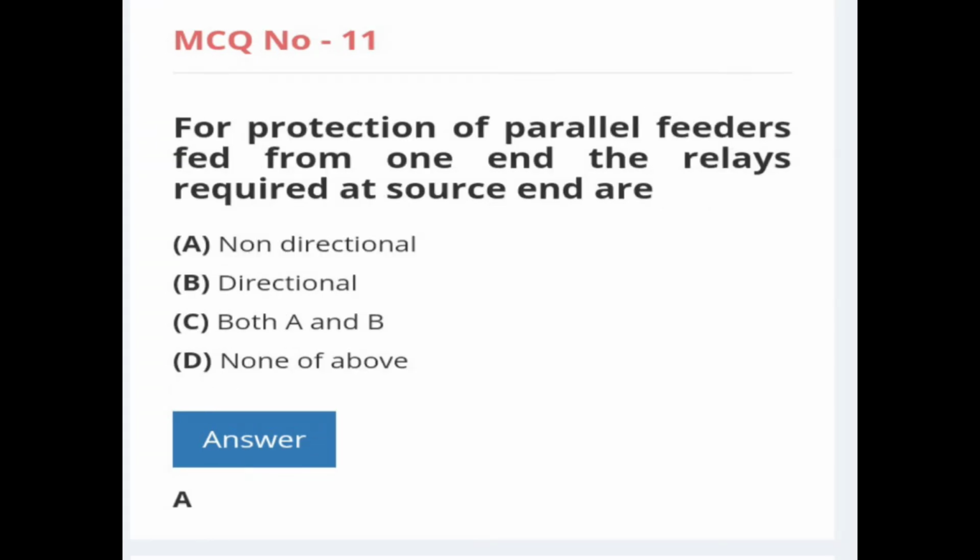11 is, for protection of parallel feeders fed from one end, the relays required at source end are non-directional, directional, both A and B. So the correct answer is option A, non-directional. For protection of parallel feeders fed from one end, the relays required at source end are non-directional.